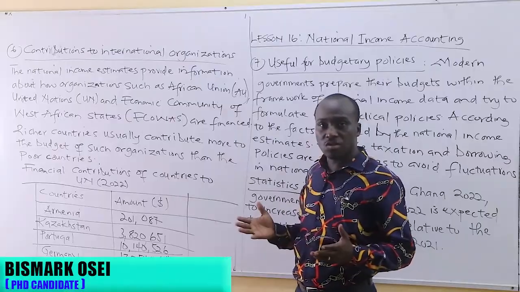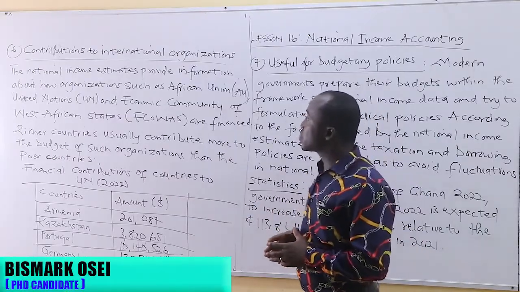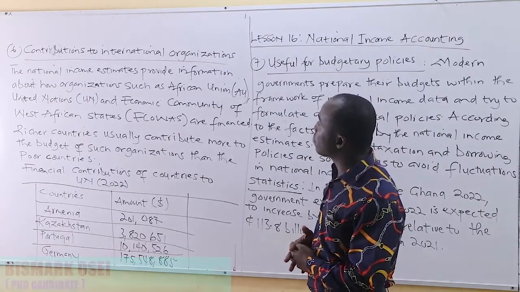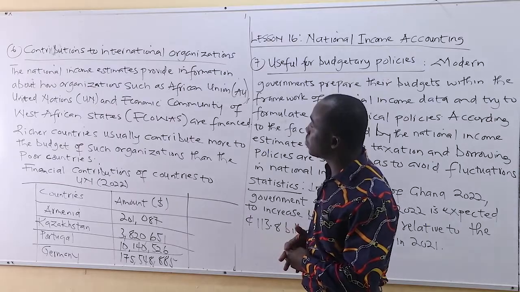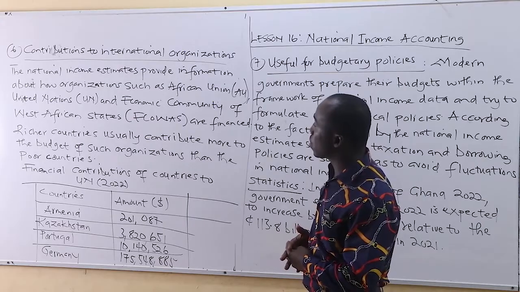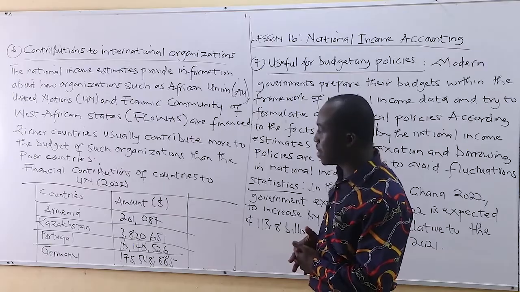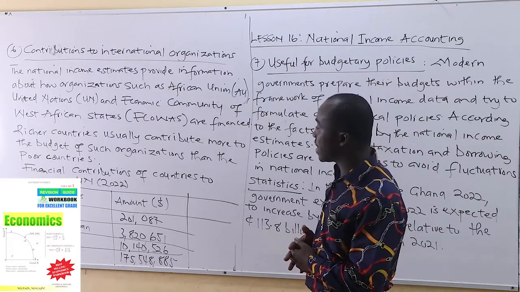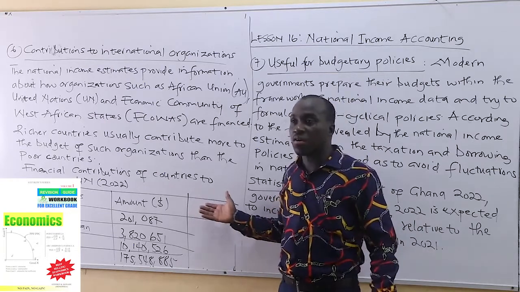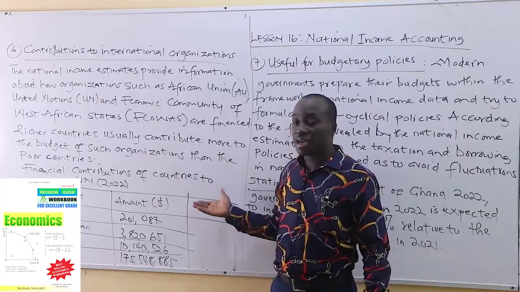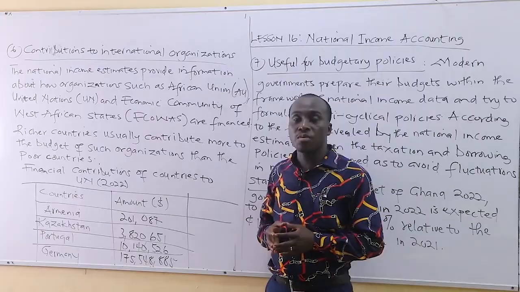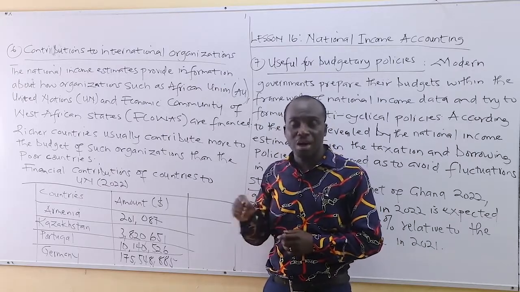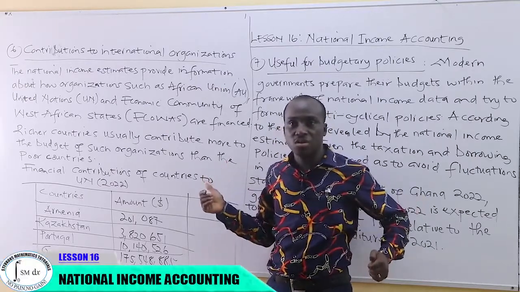Again, another importance of the national income estimate is its contribution to international organizations. National income estimates provide information about how organizations such as the African Union, the United Nations, UN, and the Economic Community of West African States, ECOWAS, are financed. Rich countries usually contribute more to the budget of such organizations than the poorer countries. So when you take such organizations, every year, countries have to contribute. Every year we contribute. How do these countries get money to finance their activities?